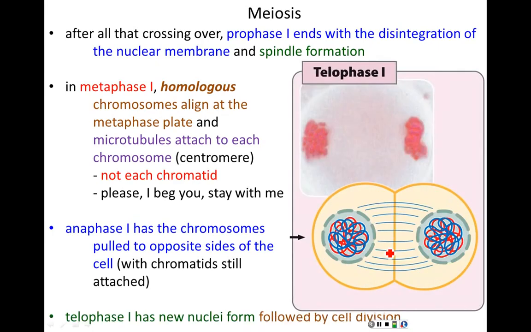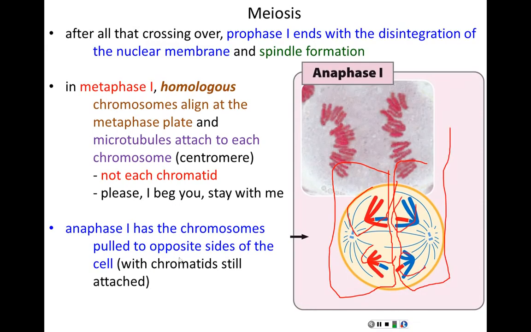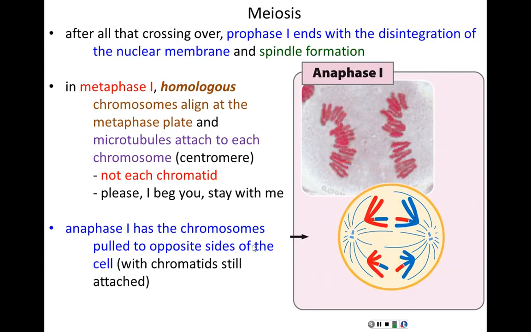In telophase 1, new nuclei form, cellular division is allowed to occur, and now that single cell that had 4 chromosomes in it is going to give rise to 2 new cells, each with 2 chromosomes. This cell has 2 chromosomes, 1, 2, and the other cell after telophase 1 will have 2 chromosomes, 1, 2. That is your reductive division. That is changing 4 chromosomes into 2.